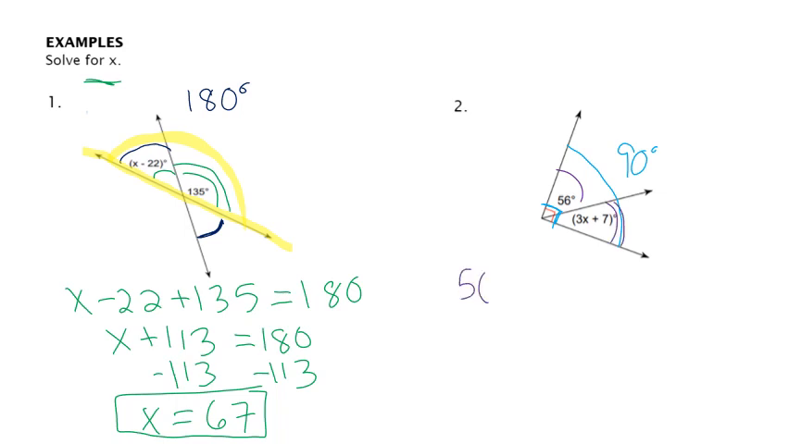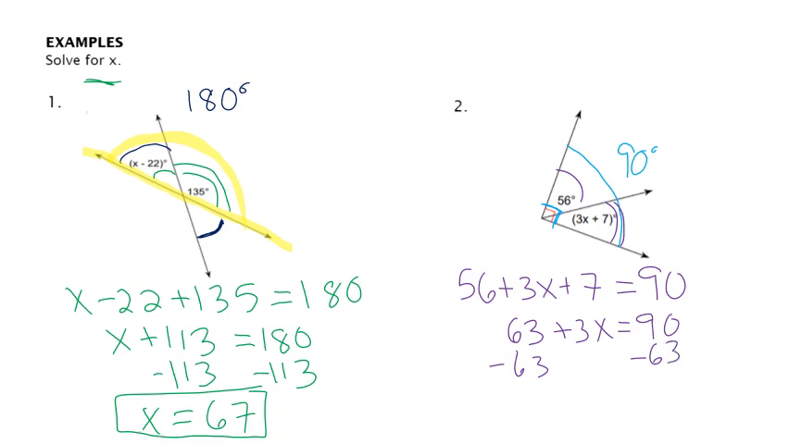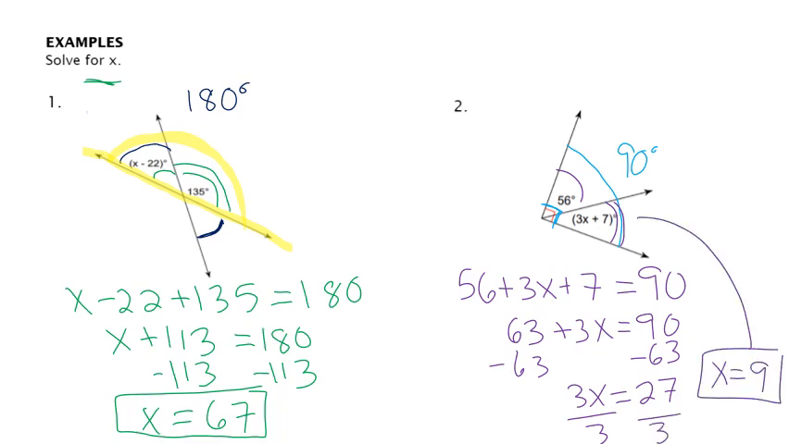So we have here 56 plus 3x plus 7 is equal to 90. If we go ahead and combine like terms and solve, we get 63 plus 3x equals 90, and then we would just solve for x. And so our answer for x, our missing value, is 9. That's not saying that's 9 degrees. If I wanted the angle, I'd plug it back in or substitute it back in, but the question was just asking for x.